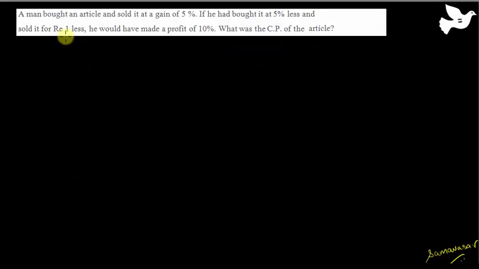Okay, in this question, a man bought an article and sold it at a gain of 5%. If he had bought it at 5% less and sold it for rupee 1 less, he would have made a profit of 10%. What was the CP of the article?